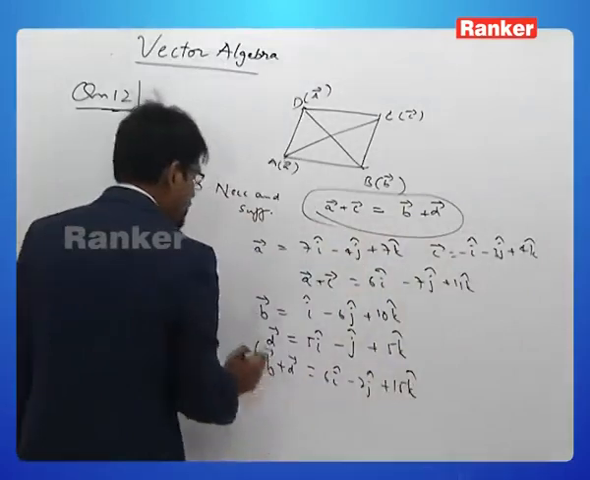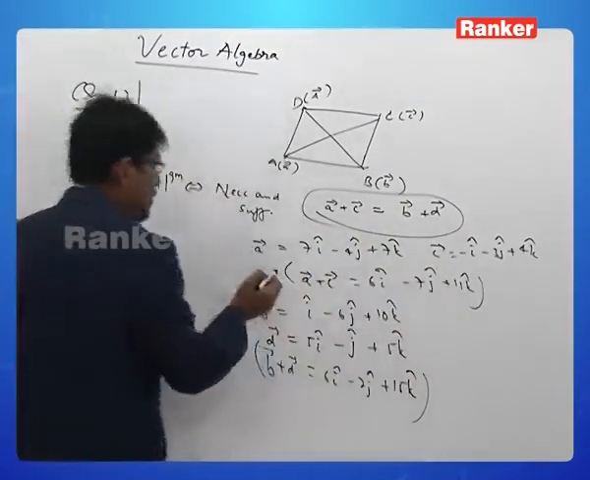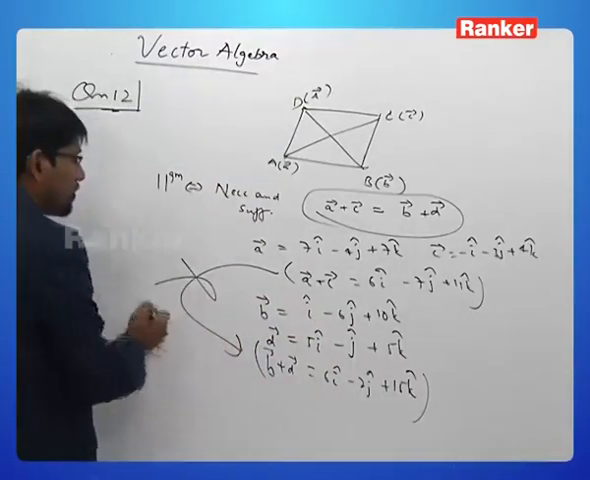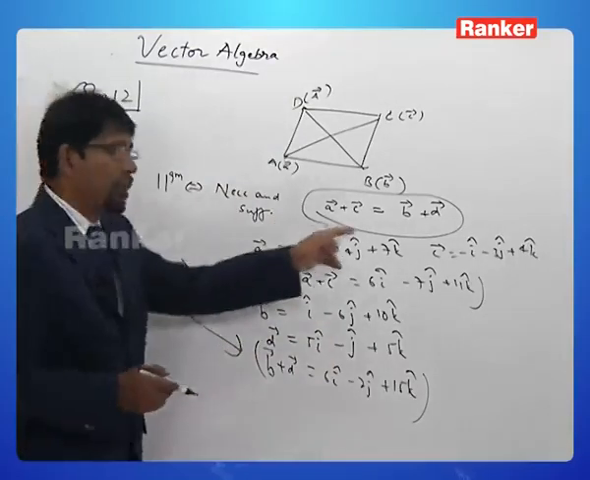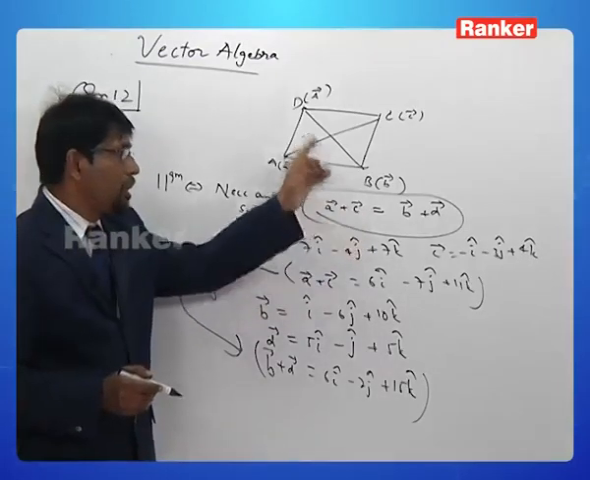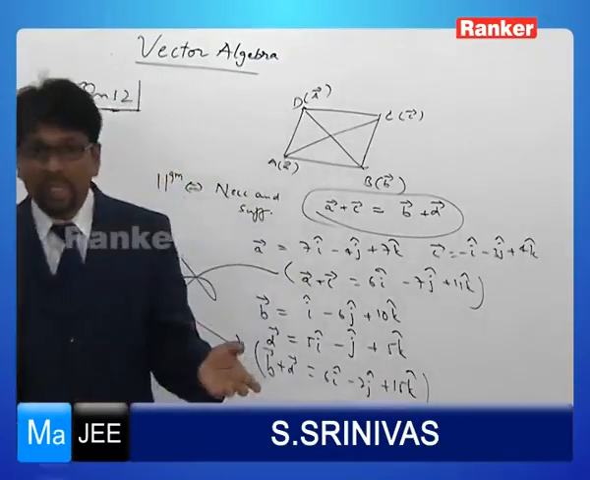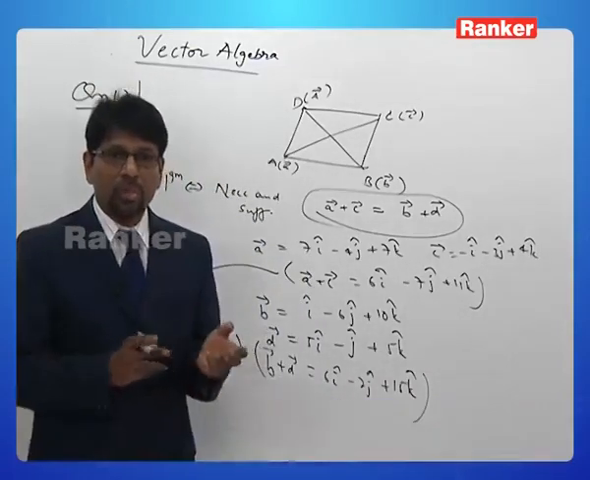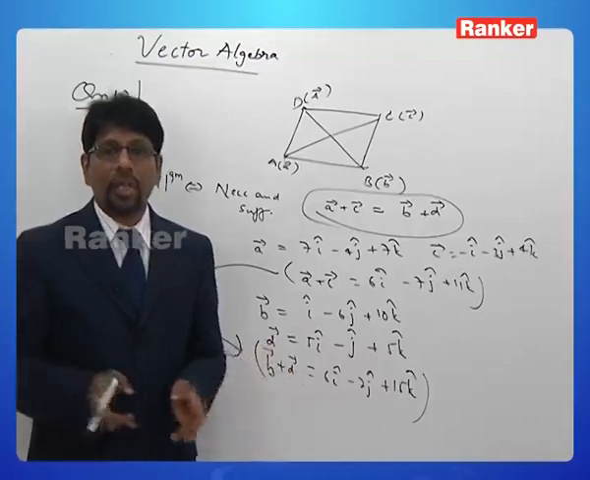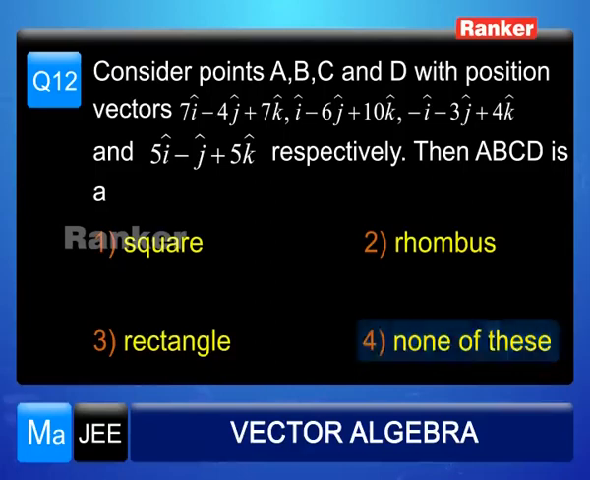They don't match with a bar plus c bar. So the necessary condition for a parallelogram itself is not satisfied. So if it cannot be a parallelogram, it can't be a square, it can't be a rhombus, it can't be a rectangle. Hence option 4 is the right answer.